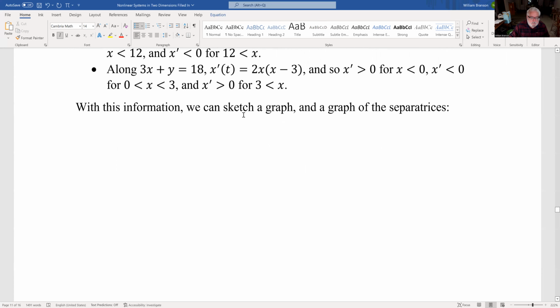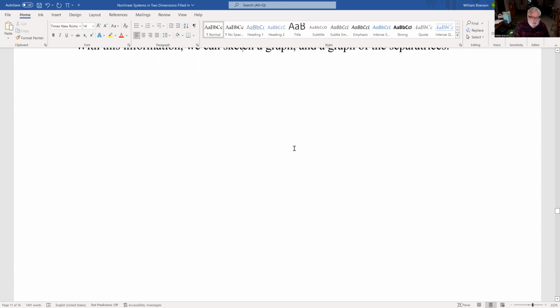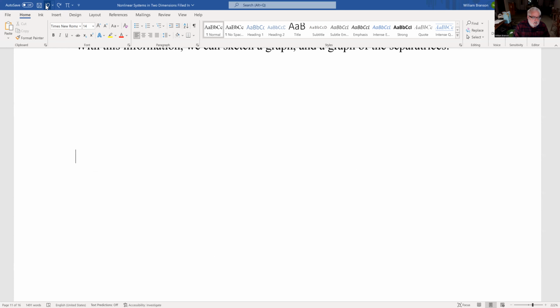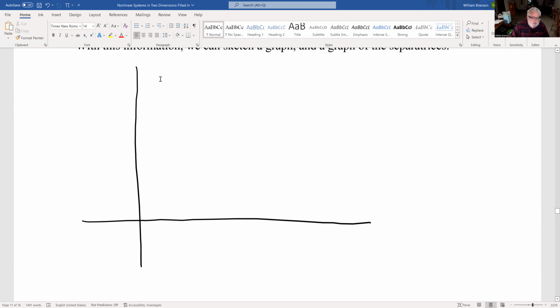Oh, having a little trouble with my tablet. There we go. There's a y-axis and an x-axis. Let me actually redraw that. There. I'll redraw that as well.